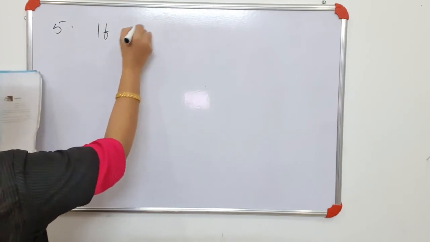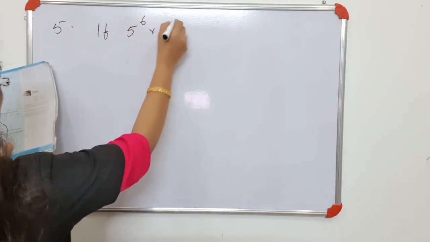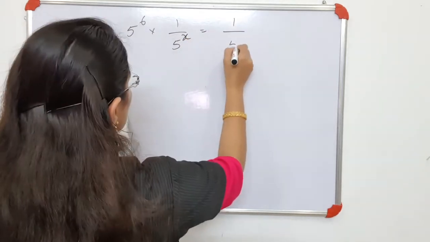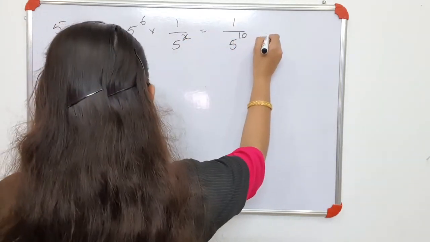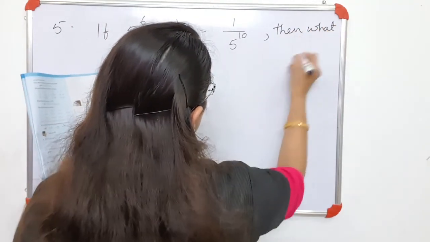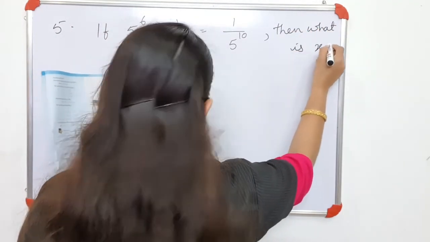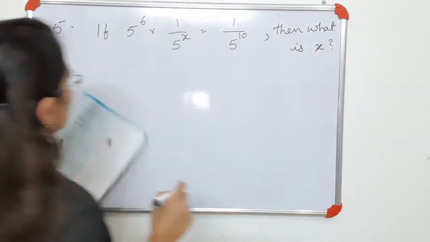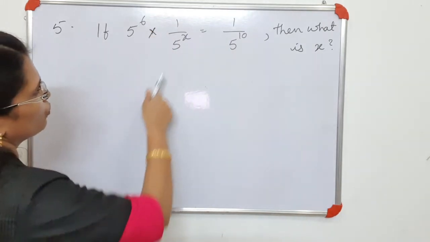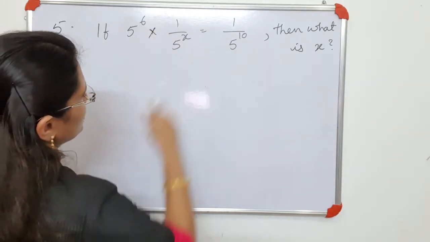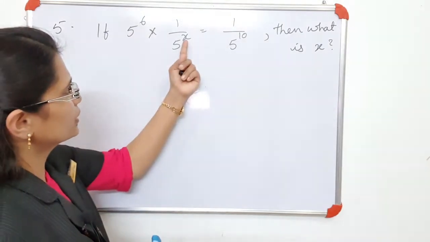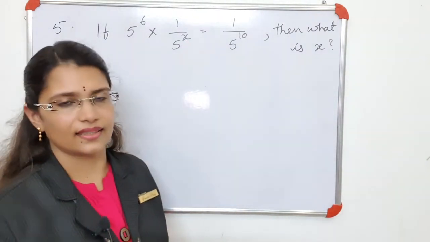If 5 raised to 6 into 1 by 5 raised to x is equal to 1 by 5 whole raised to 10, then what is x? This is the question. 5 raised to 6 into 1 by 5 raised to x is equal to 1 by 5 raised to 10, then what is x? We have to find out this x, right?